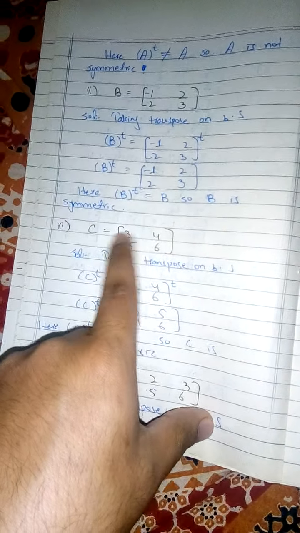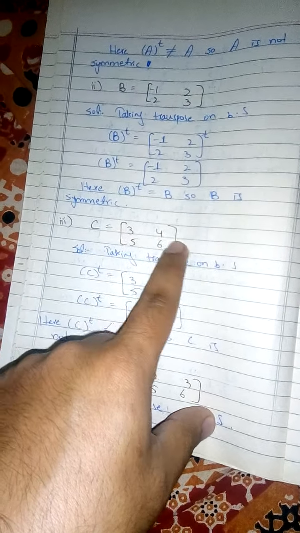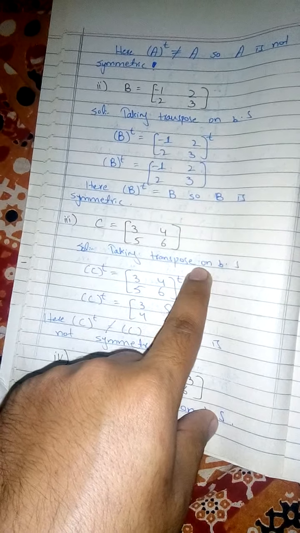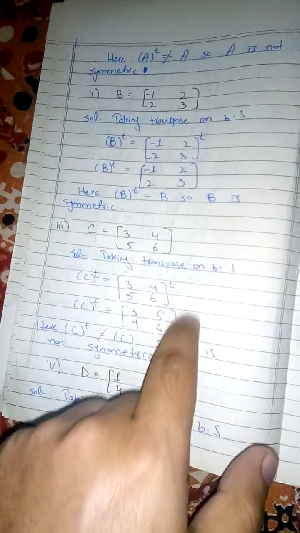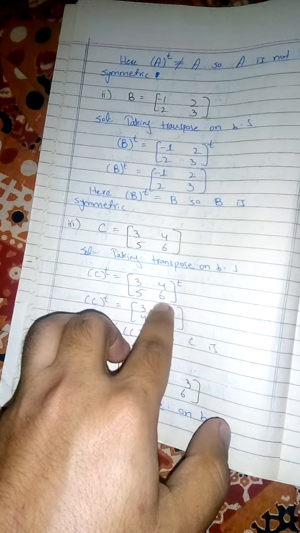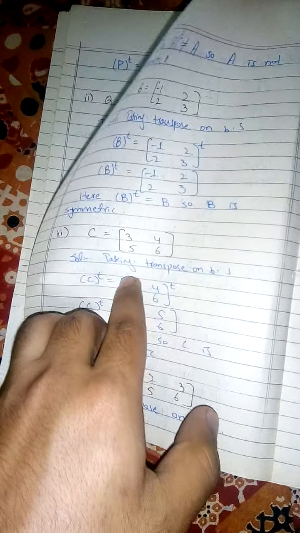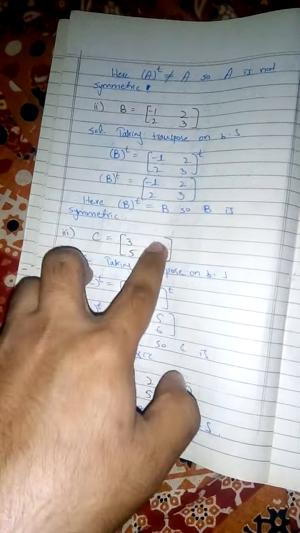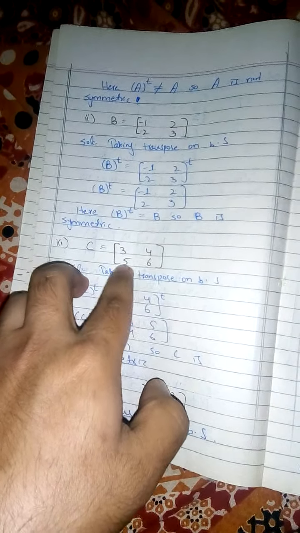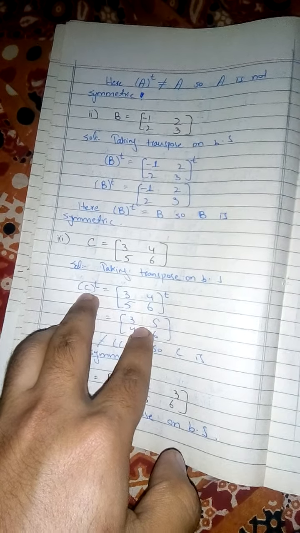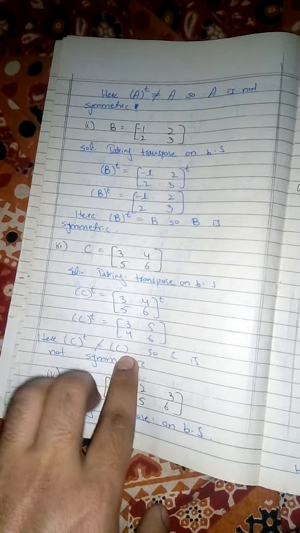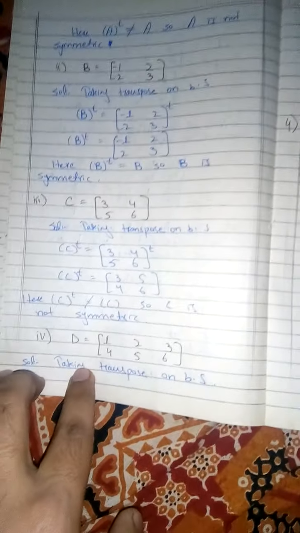If you look at the third part, here we have a matrix C. We will apply transpose on both sides, and when we solve it, this 3, 4 will convert into the first column and 5, 6 will convert into the second column. So if you now see the original and the solution, 3, 4, 5, 6 and 3, 5, 4, 6 are not the same, so C transpose is not equal to C, so C is not a symmetric matrix.